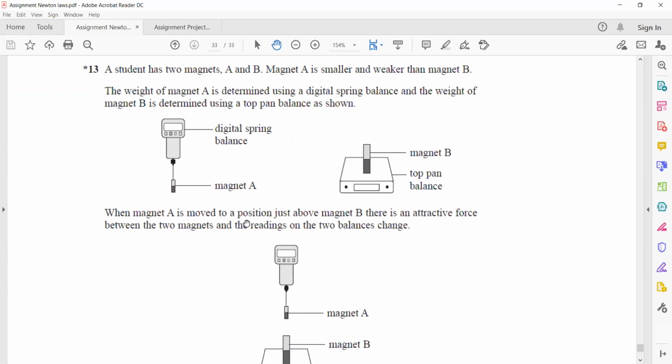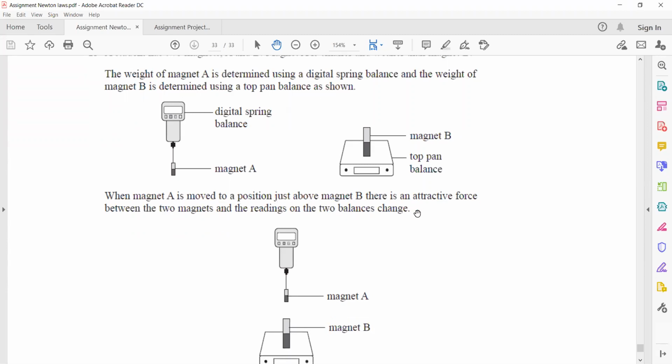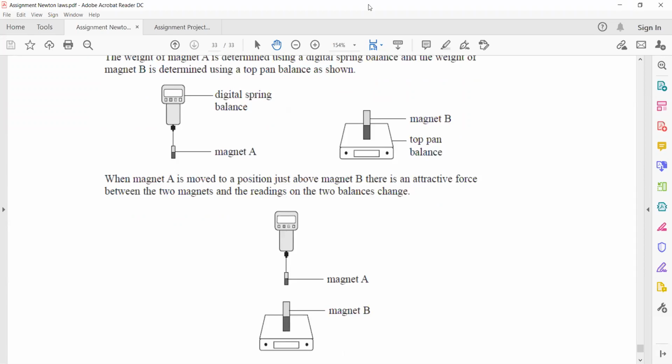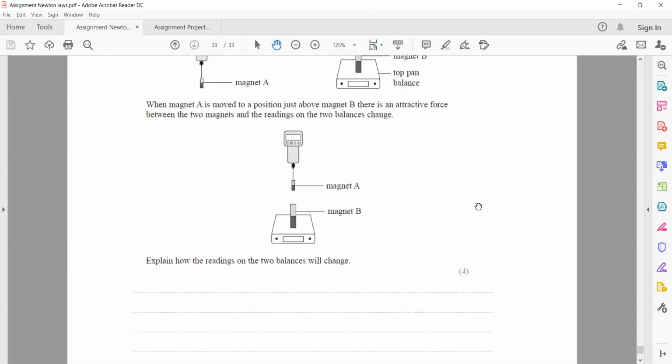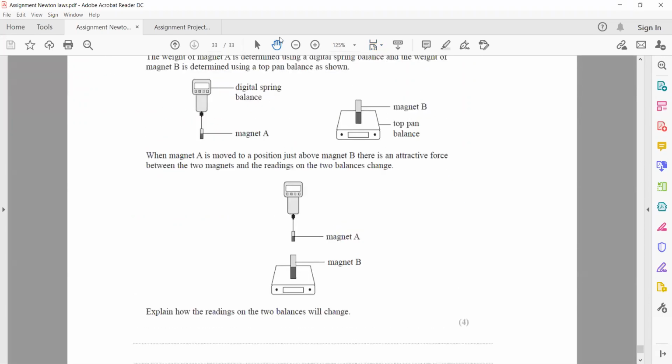When magnet A is at a position above magnet B, an attractive force is there between them. How do the readings of the two balances change? Look, here the weight is acting down, and here the weight is also acting down. For magnet B, the weight is acting down. For magnet A also the weight is acting down. But as there is an attractive force, attractive force means the direction of the force is towards each other.